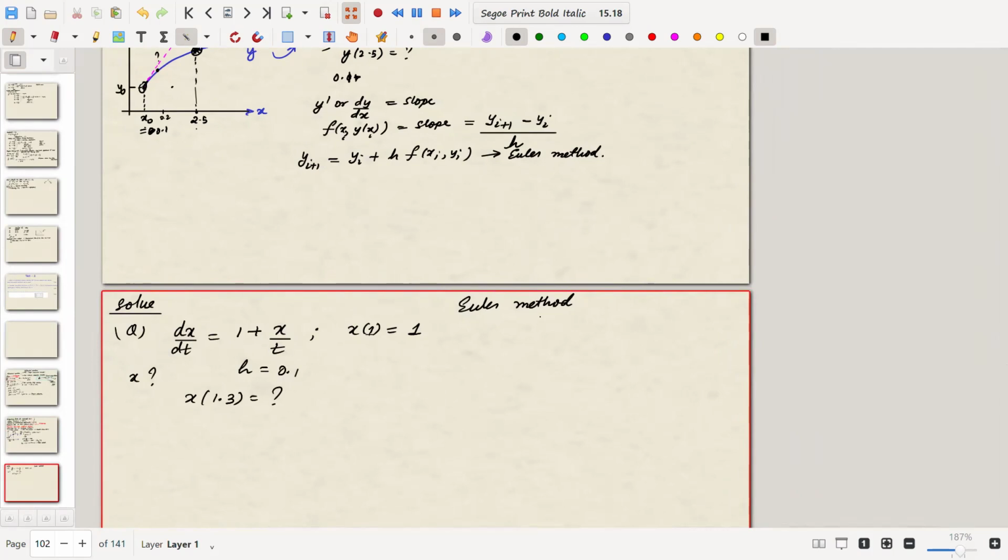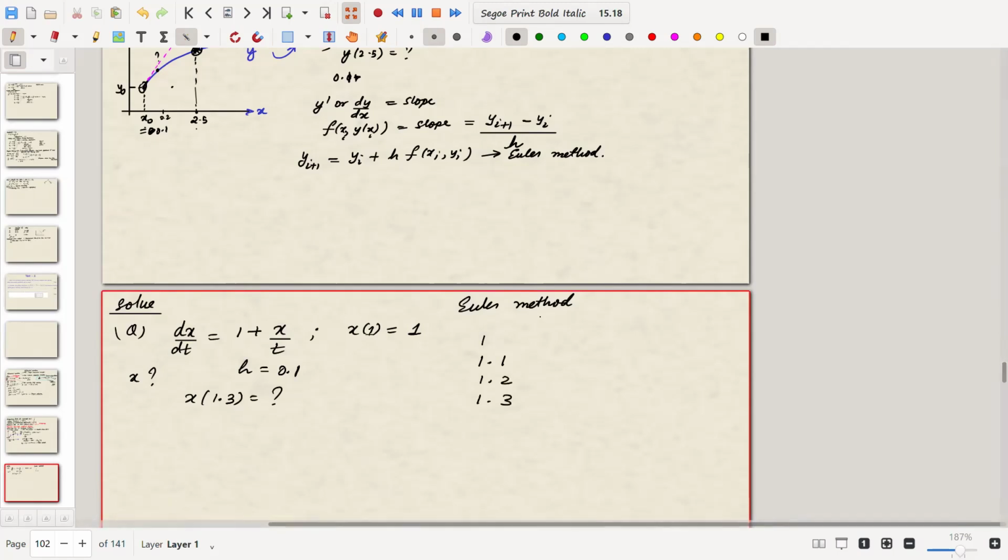So x is a variable which is changing with respect to time. And I have given you the initial condition that at t equals 1, the x value is 1. So I am asking you what is the value of x at t equal to 1.3 using the step size of 0.1. That means you have been given time step 1. Then the next iteration will give you the value at 1.1, next will give you 1.2, and the final will give you 1.3. You have to tell me what this is.